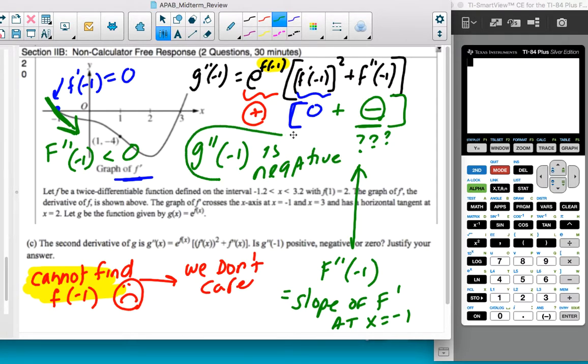Right? And I justified my answer all along the way by explaining how I got the values I got. I got that this was positive because e to the stuff is always greater than 0. So it doesn't matter what f of anything is, right? I got that this is 0 by looking at my graph and seeing that f prime of -1 is 0. And I got that this is negative and explained that I got it by looking at my graph and seeing that it was the slope of f prime at -1. And that's my answer.